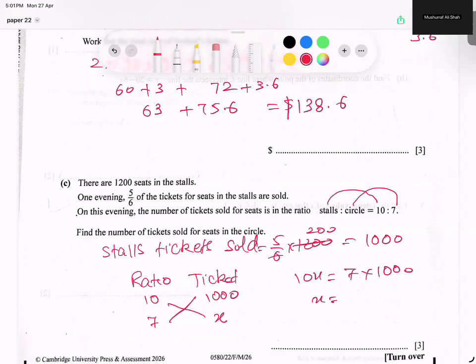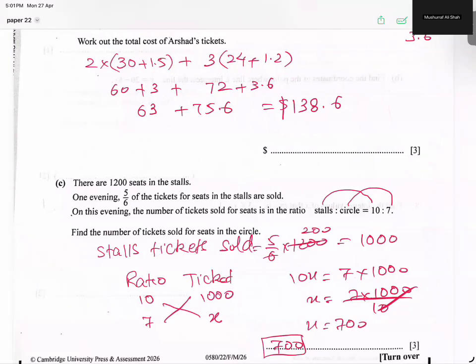10 will go under it. 7 into 1000 over 10. This 0 cancels, so I got 700 tickets. So this part is very clear. I hope the concept of the question is clear. Let's go to the next question, students.